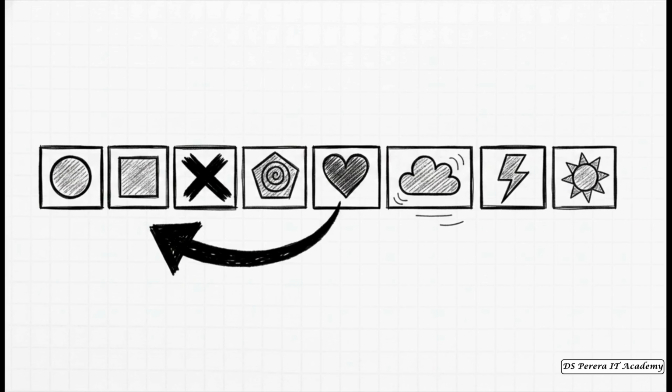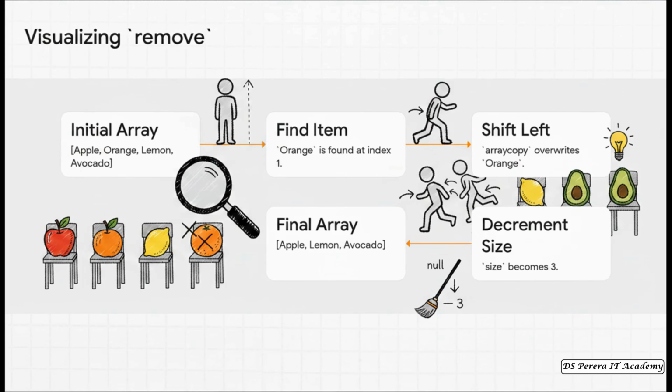Let's really visualize this to make it sink in. Step 1, we start with an array of 4 fruits. Step 2, our code loops and finds orange at index I equals 1.